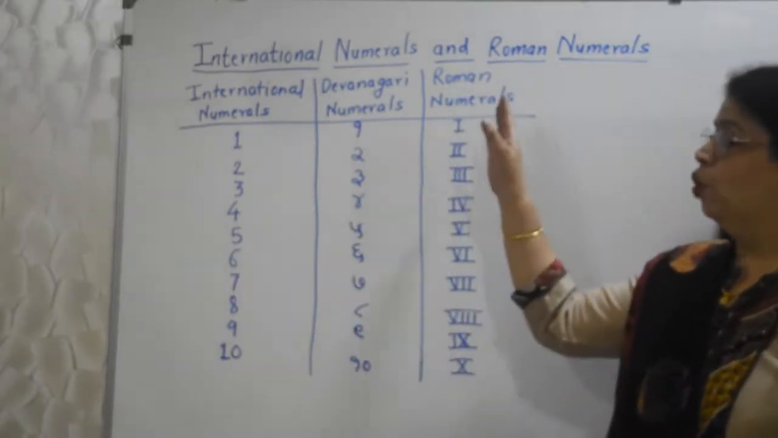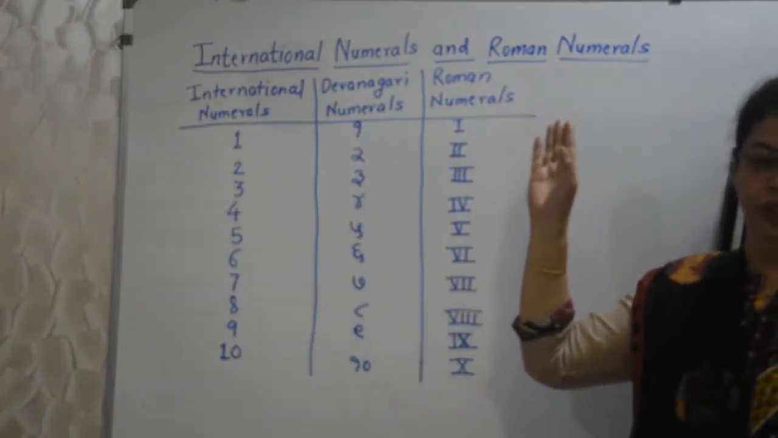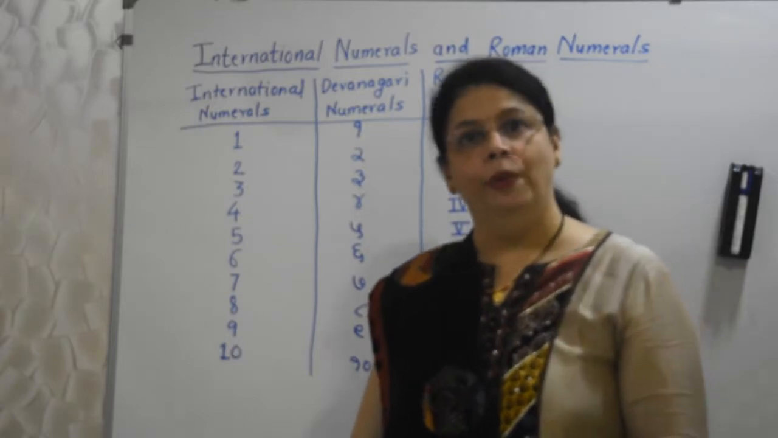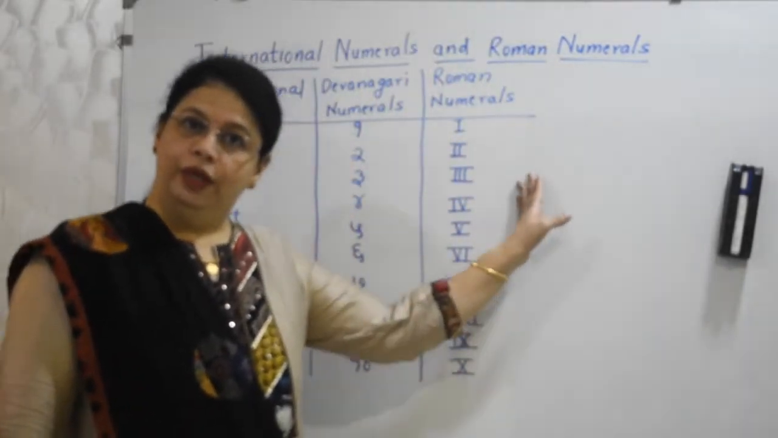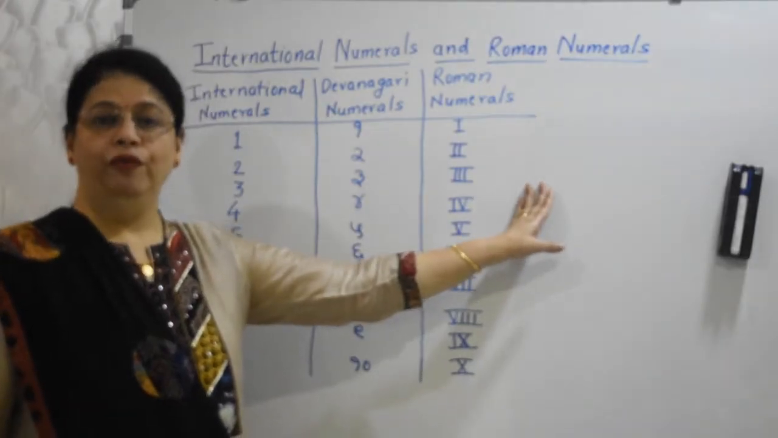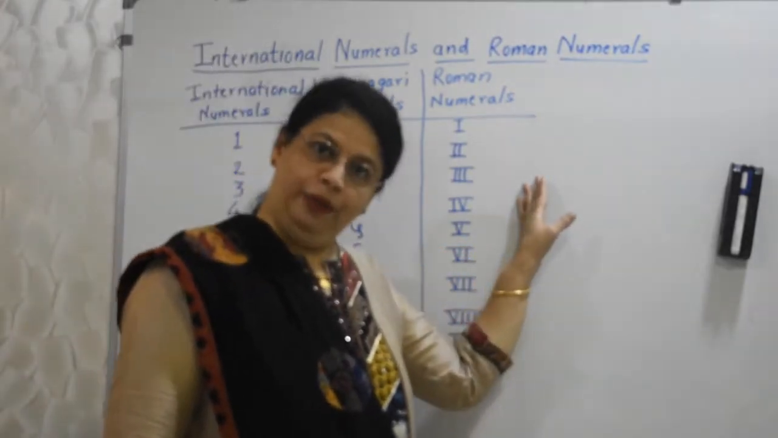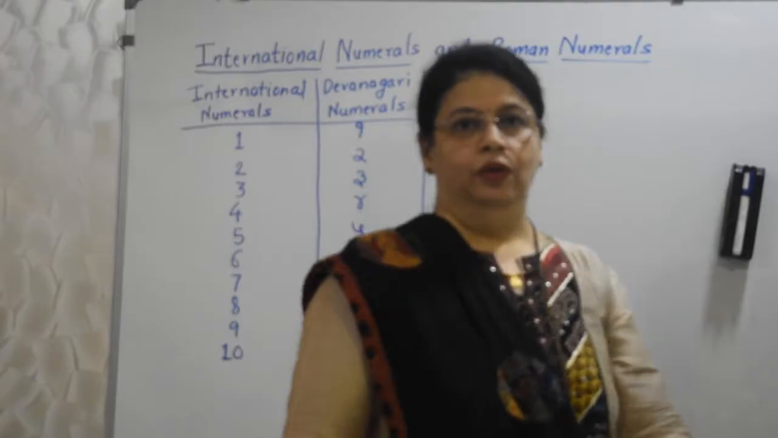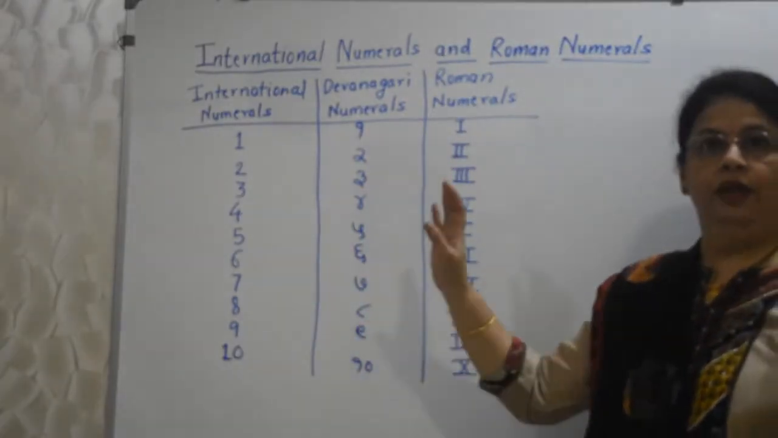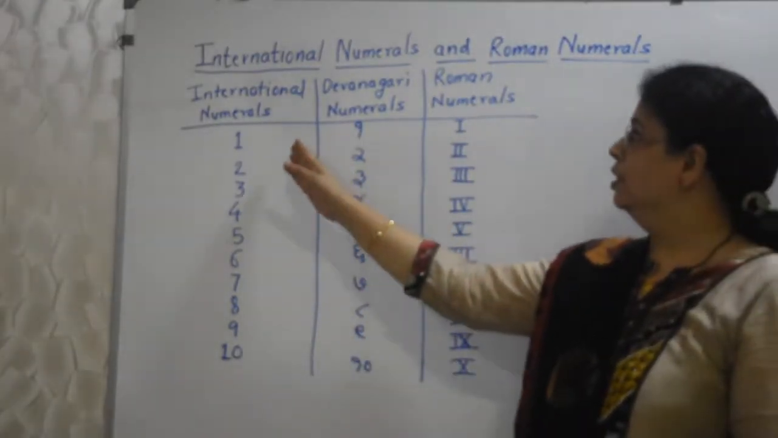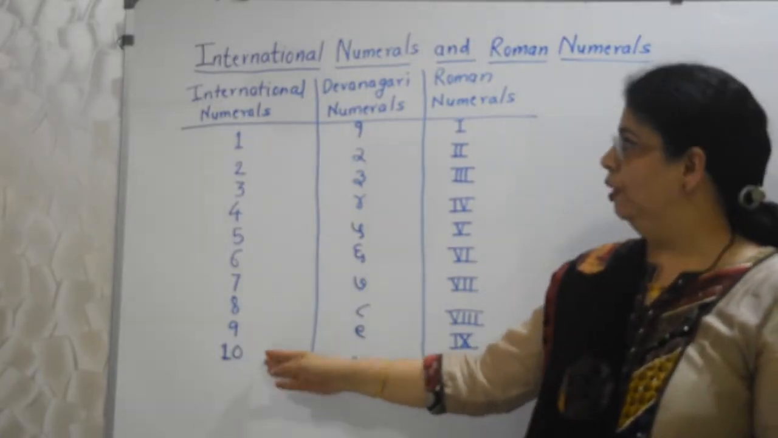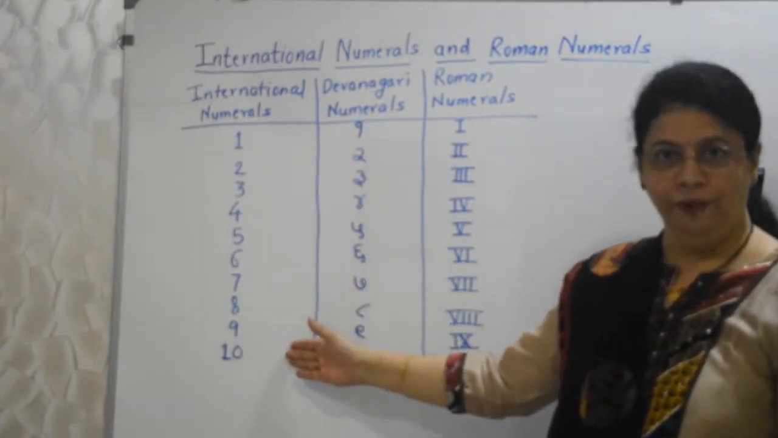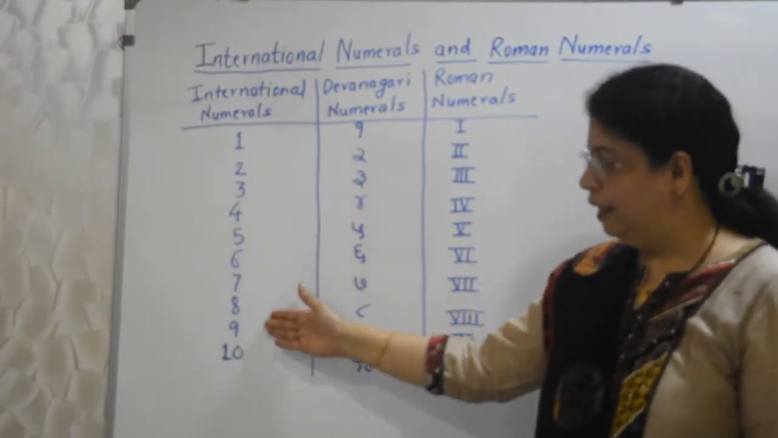Okay? And Roman numerals, as the name suggests, are used by the Romans. Okay? These numbers, Roman numerals, are written with the help of alphabets. I will be talking about it later. Today, to begin with, let us learn these international numerals. There is hardly anything to teach you here because these numbers you know better. 1, 2, 3, 4, 5, 6, 7, 8, 9, 10.